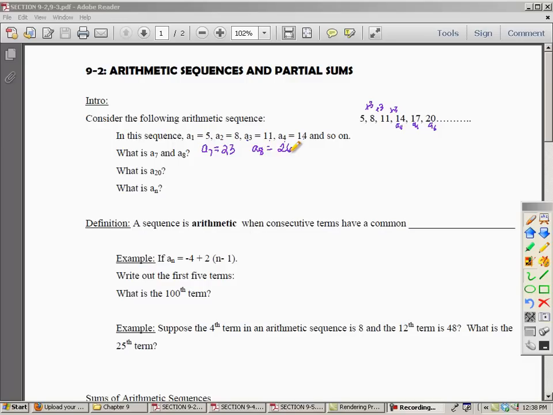Okay? Well, how do I find the 20th term? Here's the problem. I don't want to have to keep adding 3 all the way until I get to the 20th term, right? So I'm actually going to move down to this a sub n and get a rule first. Now here's what it's saying. If I look at this sequence, and a sequence just means a list of numbers, then what I'm seeing is that I start with 5, and I add 3 to get to the next term.